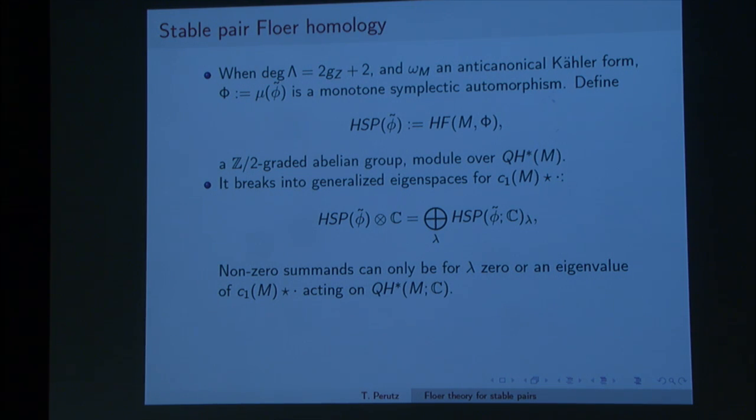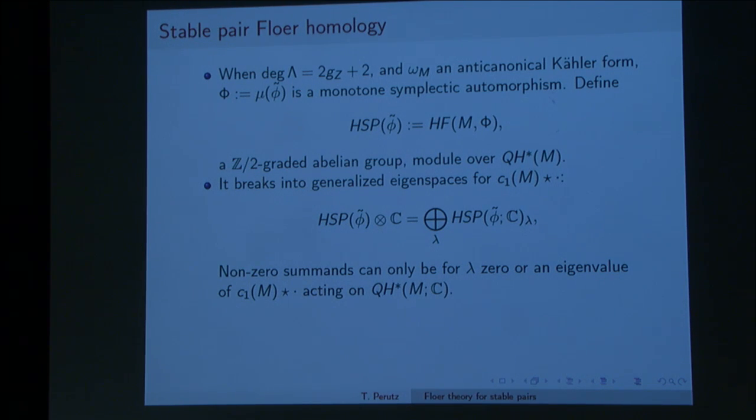Okay, so we can then define stable pair Floer homology. So let's take this specific degree, 2g plus 2, and omega M an anti-canonical Kähler form. And so capital phi is this homomorphism applied to an element in the extended mapping class group. And so HSP of that is defined to be the fixed point Floer homology for that action. Okay, so it's a homological measure of symplectic fixed points of the action of phi on the stable pair space. Okay, so it's an abelian group that's Z mod 2 graded and is a Z mod 2 graded module over the quantum cohomology of M.